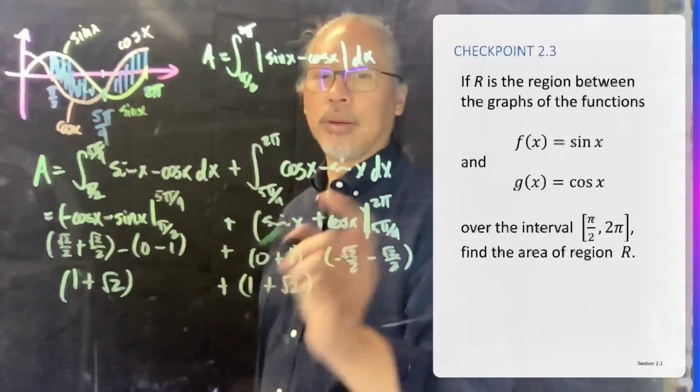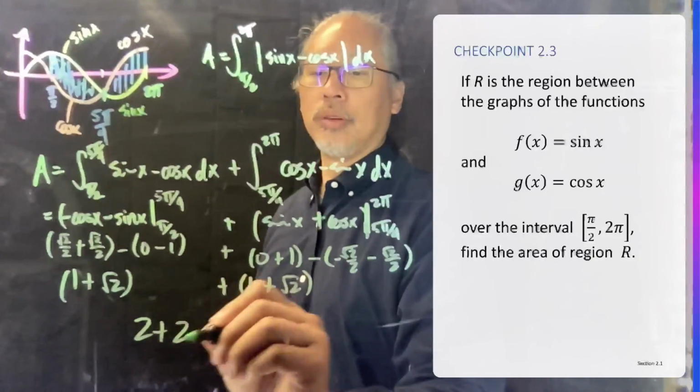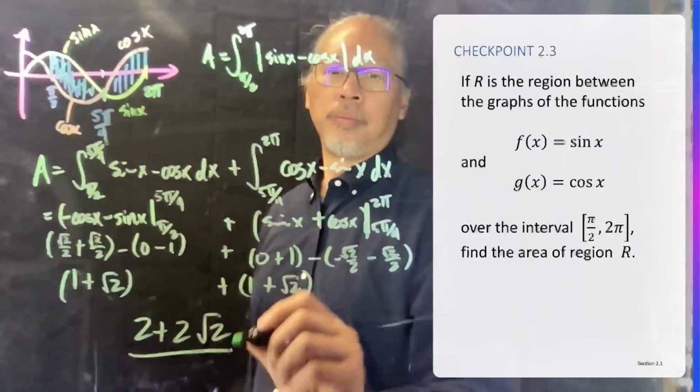So here's the other one. So we'll add them. It'll be 2 plus 2 root 2.